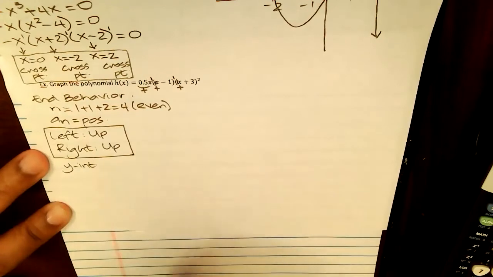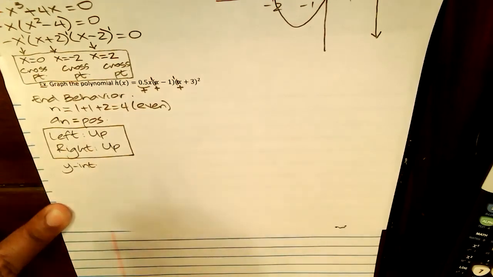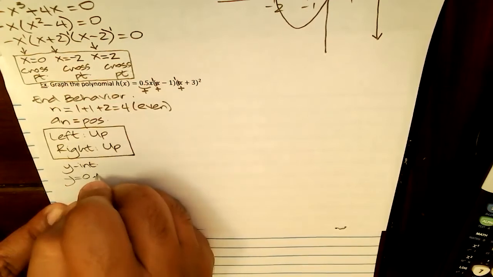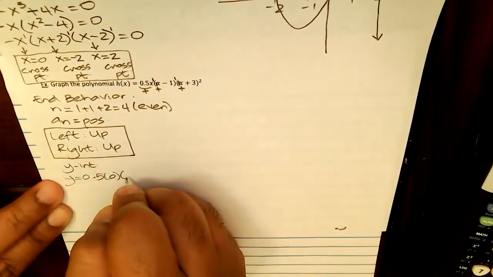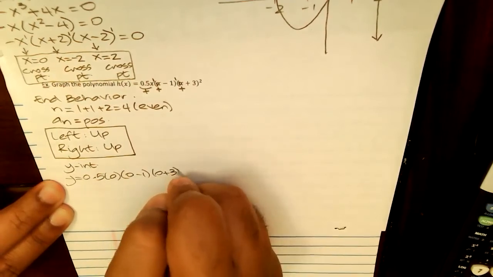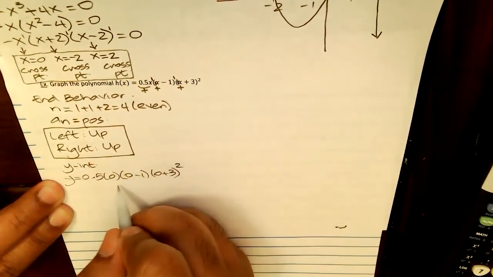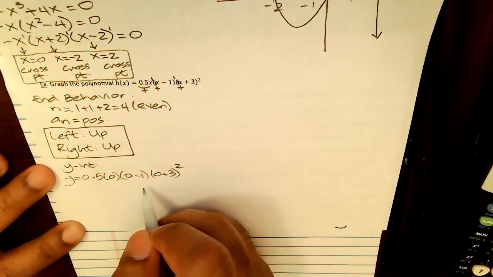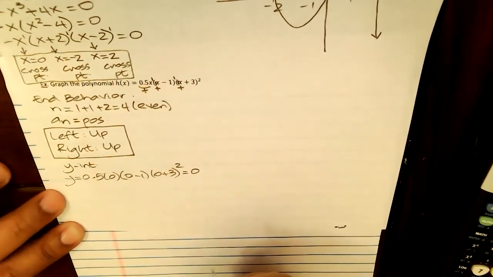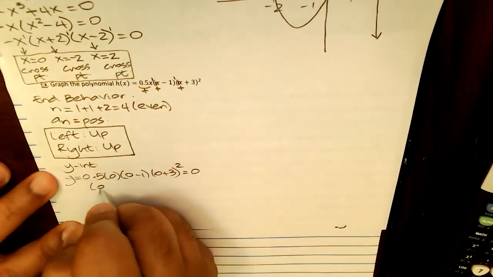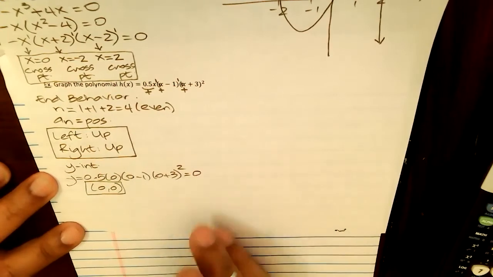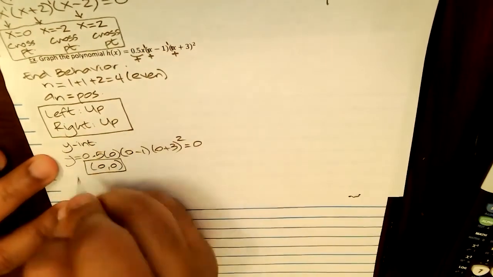Next, I'm going to find the y-intercept. So the y-intercept is where I plug in 0 for x. So 0.5 times 0 times 0 minus 1 times 0 plus 3 squared. You can try to do this on your calculator if you would like. This is going to come out to just equal 0 in this case. And so that will tell me that my y-intercept is going to be the point (0, 0).